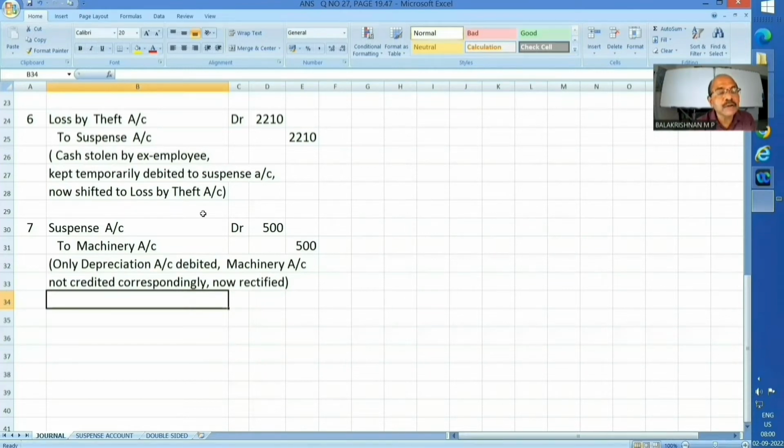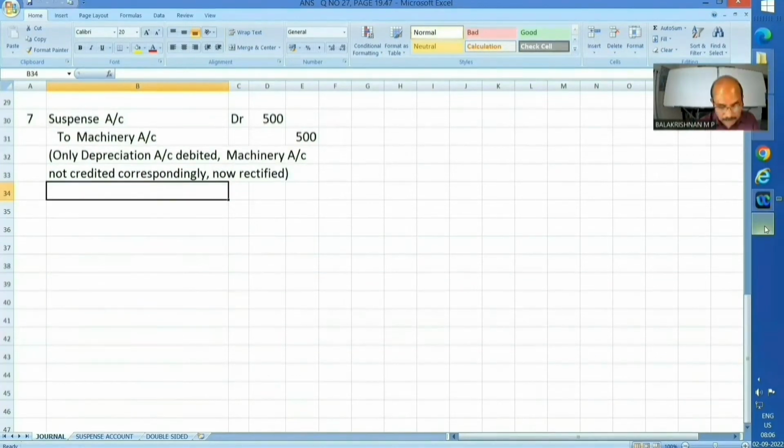Now that they have failed in their attempt to have the money recovered, it has been debited to the appropriate nominal account. Loss by theft account, debit 2,210 to suspense account credit. Hence the suspense account which had been already debited got cancelled, right? Yes. The narration will be: cash stolen by ex-employee kept temporarily debited to suspense account, now shifted to loss by theft account. Seventh and the last one.